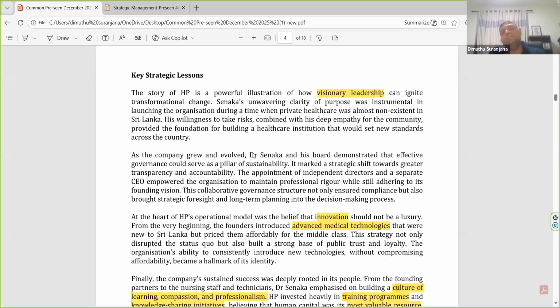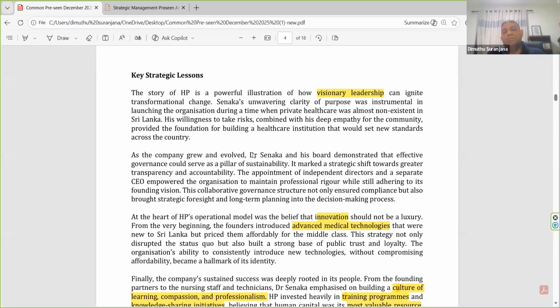Right. What are the key strategic lessons? The story of HP is a powerful illustration of how visionary leadership can lead transformation and change. He also talked about visionary leadership. Sena's unwavering clarity of purpose was instrumental in building the organization during a time when private healthcare was almost non-existent in Sri Lanka. So he clearly communicated the purpose of the mission.